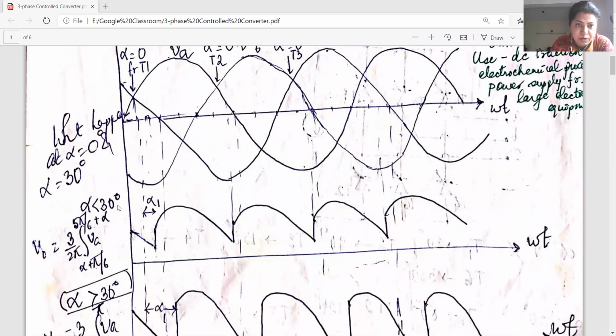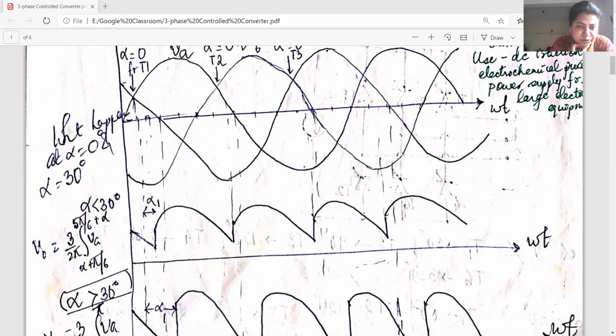Now here, for an angle of alpha less than 30 degrees. Here my drawing is not perfect. Now this is 30 degrees and this is 60 degrees. This line is somewhere in between 0 degrees and omega t equal to 60 degrees. So this is omega t equal to 30 degrees. Now if the firing angle alpha is less than 30 degrees, then what happens? T3 was conducting before.